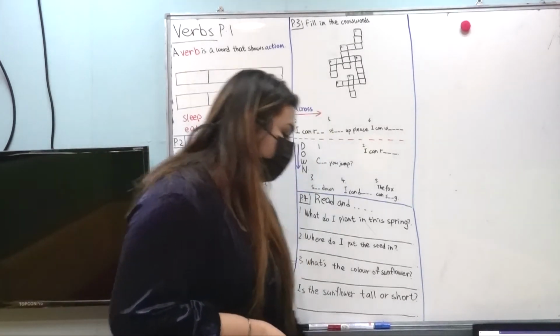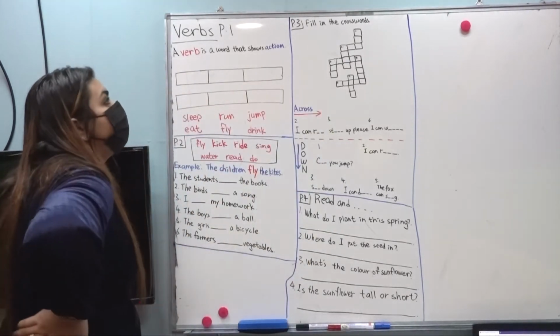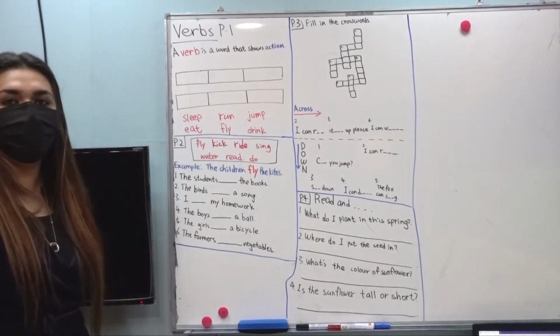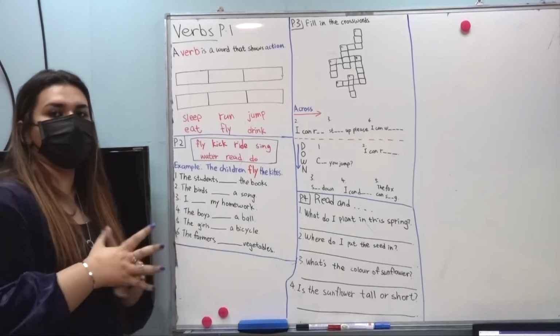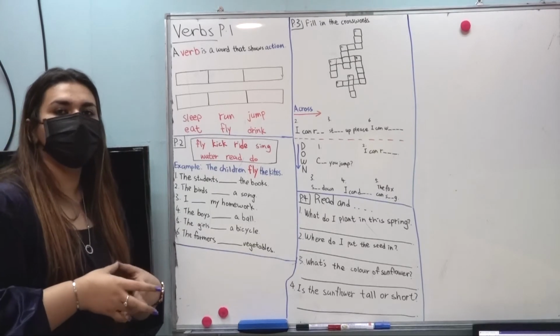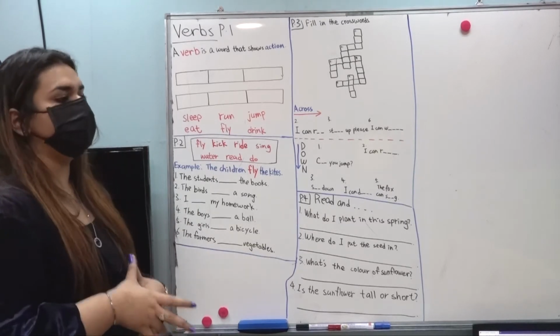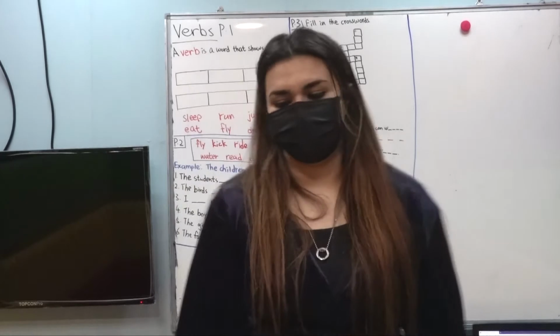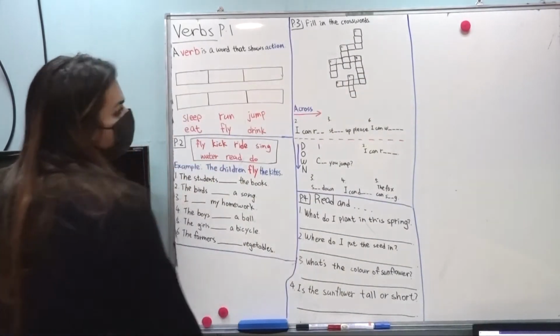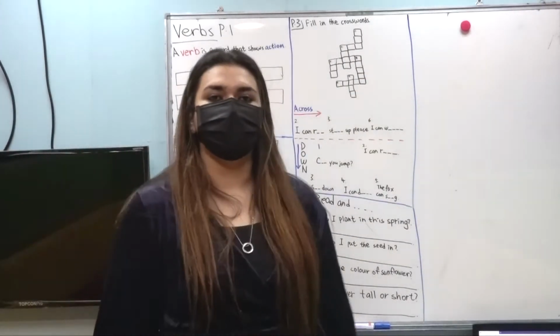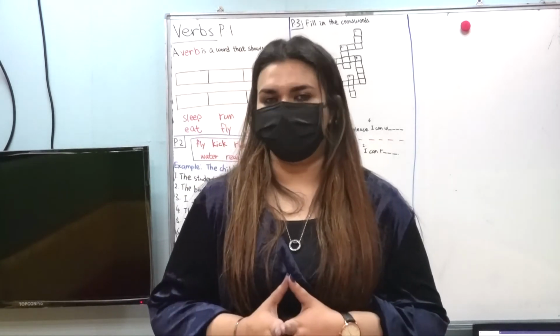A verb is a word that shows actions. Do you know what is action? So, for example, what am I doing now? I am walking, right? So, walk is the action, okay?